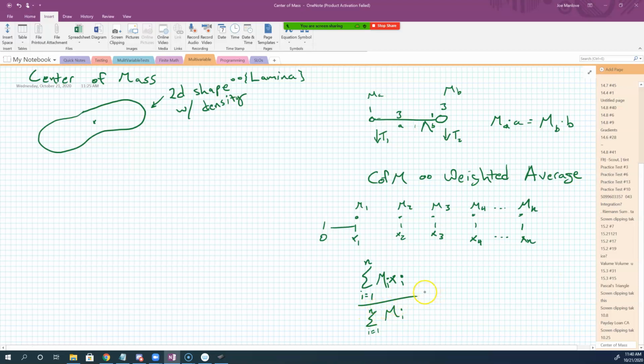Does that make any sense at all? Okay, so this thing happens so often that we have special words for it. This bottom thing, we have a special word for that's not very complex. This is the total mass. Everybody on board with that one? I know it's not very creative, but it is what it is.